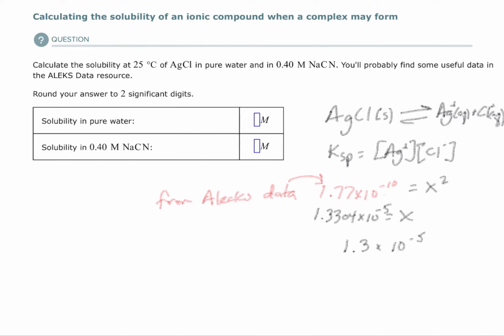Then it was a little hard because I can't solve for two different unknowns at once. So I realized that it's AgCl, and for every Ag I'm going to have one Cl, so they're equal to each other. I just set it as x squared, then took the square root of both sides and got 1.33 times 10 to the negative 5, and then took it to two significant digits. So the first one, solubility in pure water, really is easy. You simply look up the solubility product in the data table, and in this easy example, I simply square rooted it.